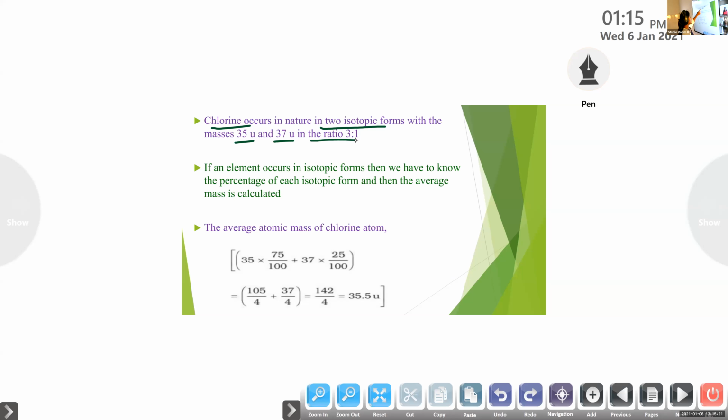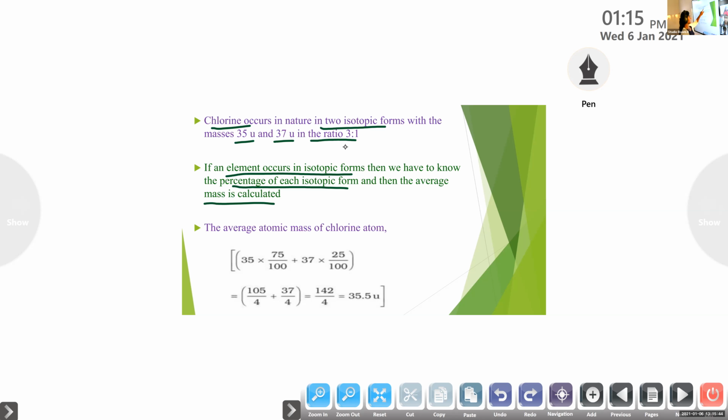35U is more, 37U is least. If an element occurs in isotopic forms, then we have to know the percentage of each isotopic form, and then the average mass is calculated. If this isotope occurs in nature in more than one form, we have to know the percentage of each isotopic form. It means how much.